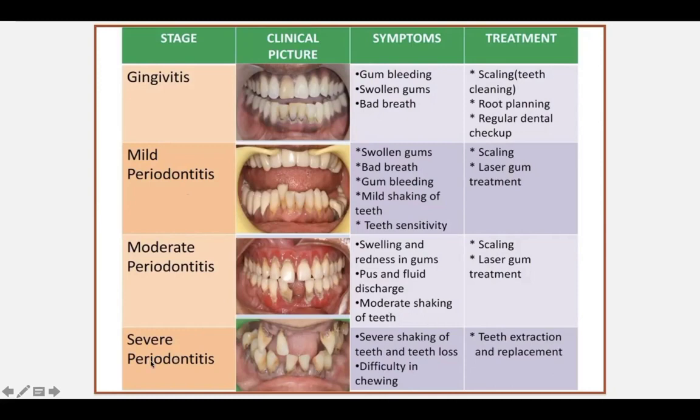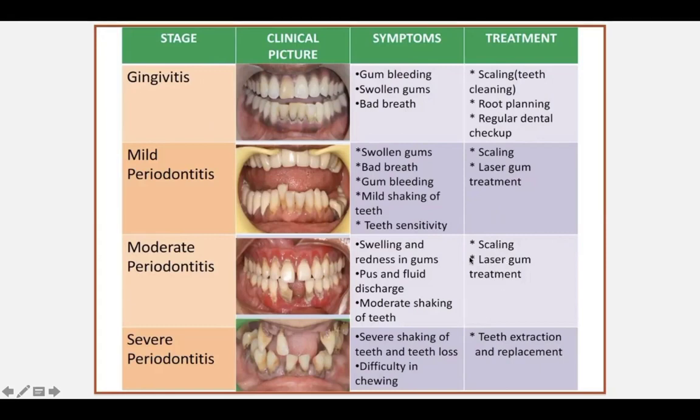And then in the severe stage, there is severe shaking of teeth and tooth loss and difficulty in chewing because there are no teeth. Treatments for the respective diseases, the respective stages or conditions, are: for gingivitis, we do scaling and root planing and regular dental checkups. For mild periodontitis, we do scaling and laser gum treatment.